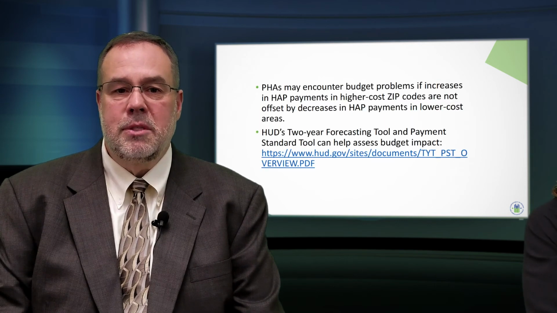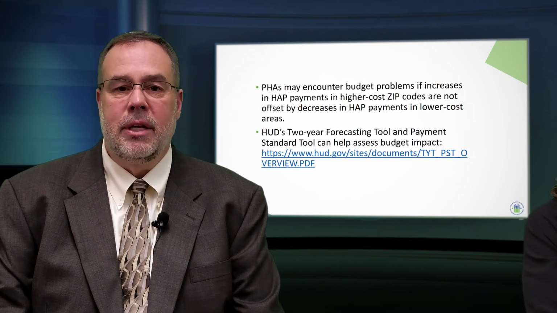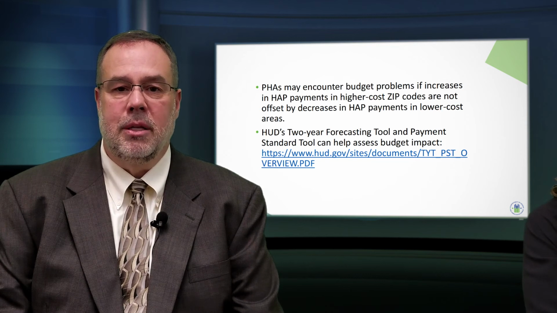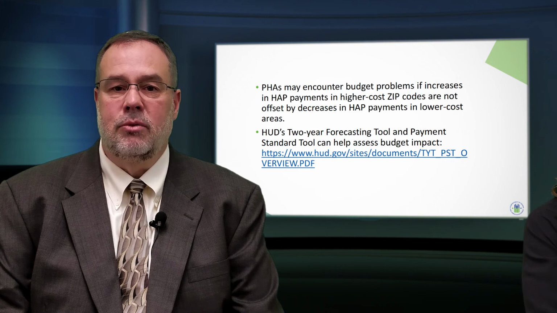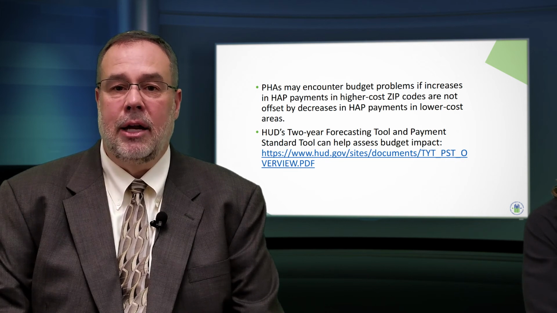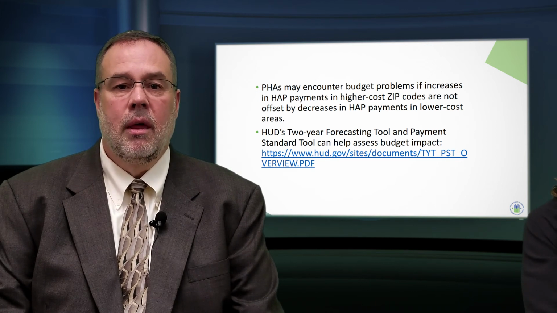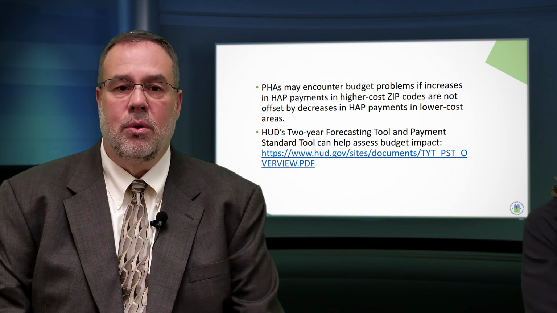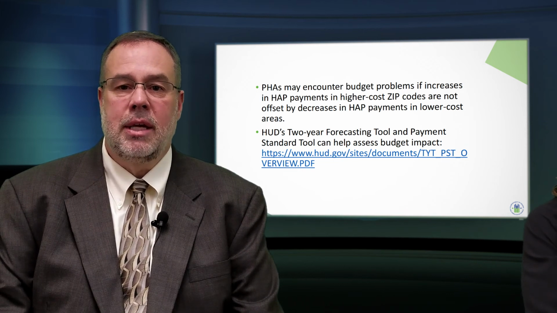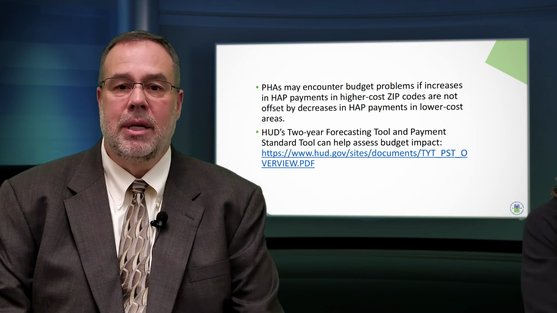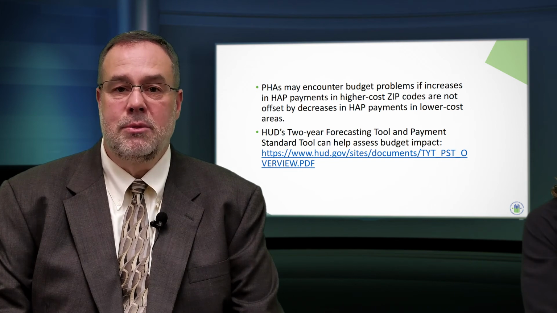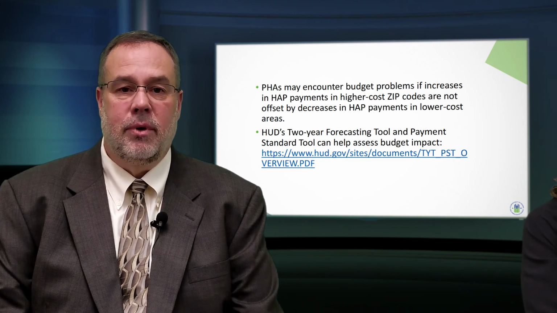The implementation of small area FMRs will certainly have an impact on program budgets and HAP expenditures. PHAs may encounter budget problems if increases in HAP payments in higher cost zip codes are not offset by decreases in HAP payments in lower cost areas. HUD's two-year forecasting tool looks at how much money a PHA has to spend and how much money it has spent or is projected to spend, and calculates the difference.